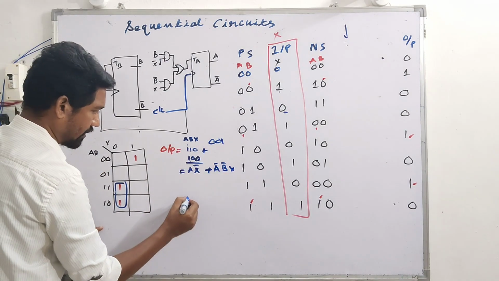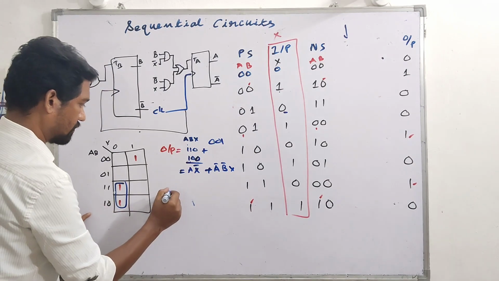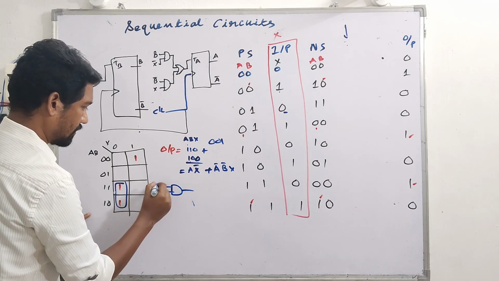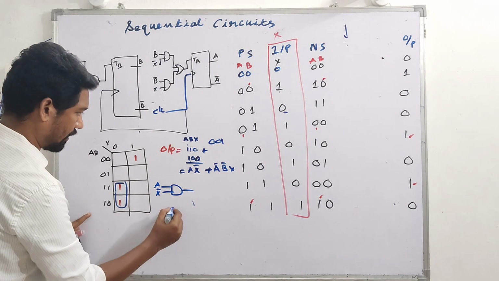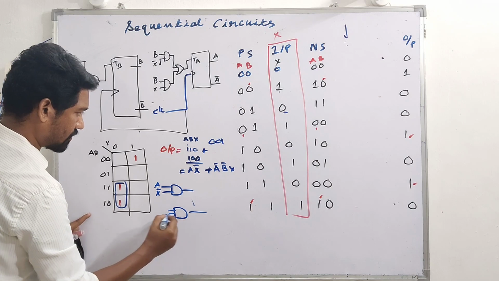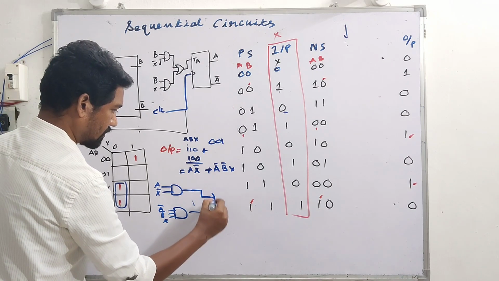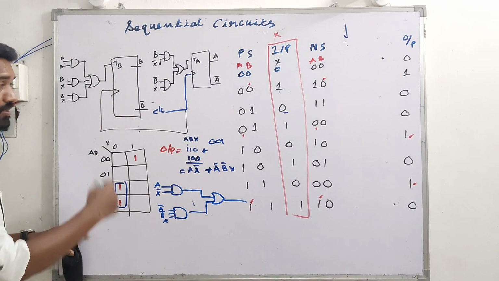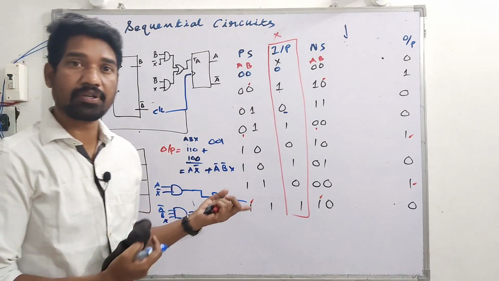So how to implement that output? For the output, we have an AND gate with inputs A and X bar. All right, A and X bar. Another AND gate with 3 inputs, A bar, B bar and X, and these 2 outputs are given as input to OR gate, which gives finally this one. This is how we implement the given state machine making use of a T flip-flop.